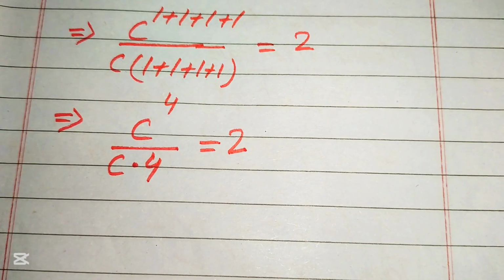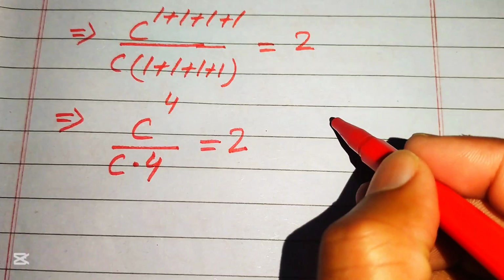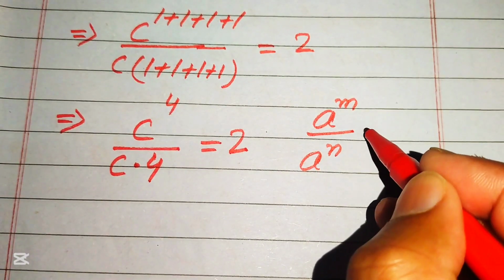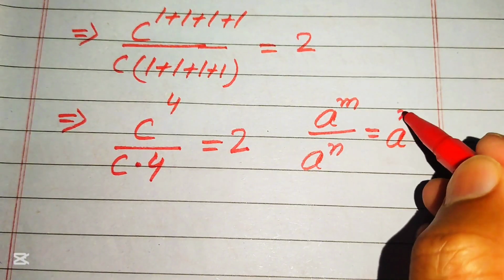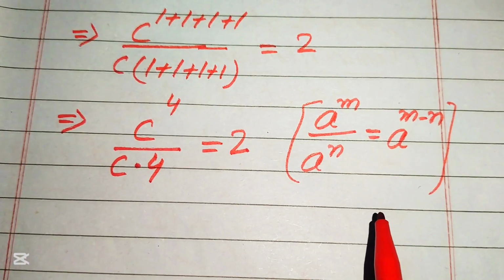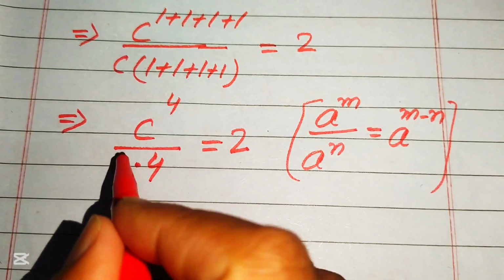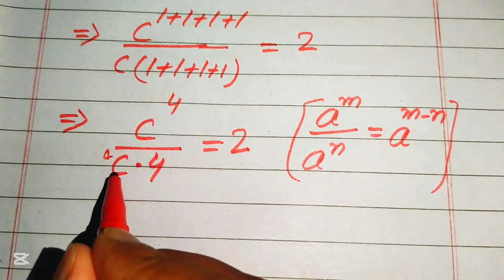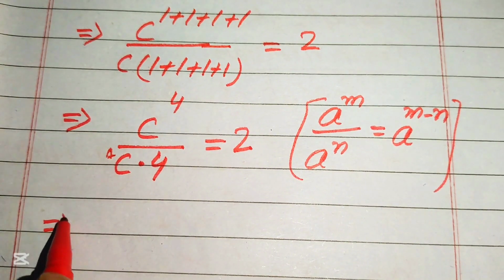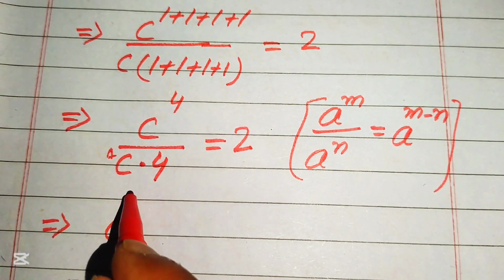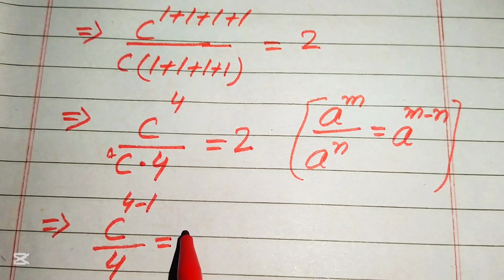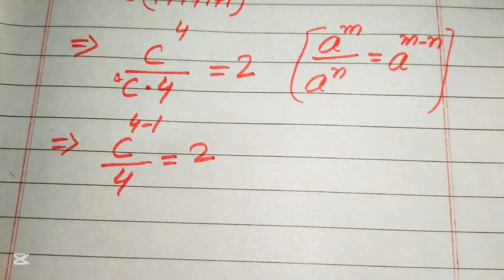Here we can apply another exponent law. You know that if we have a to the power of m divided by a to the power of n, it equals a to the power of m minus n. According to this exponent law, we move the exponent of c to the upside, and it will be written as c to the power of 4 minus 1, divided by 4, and this whole equation equals 2.